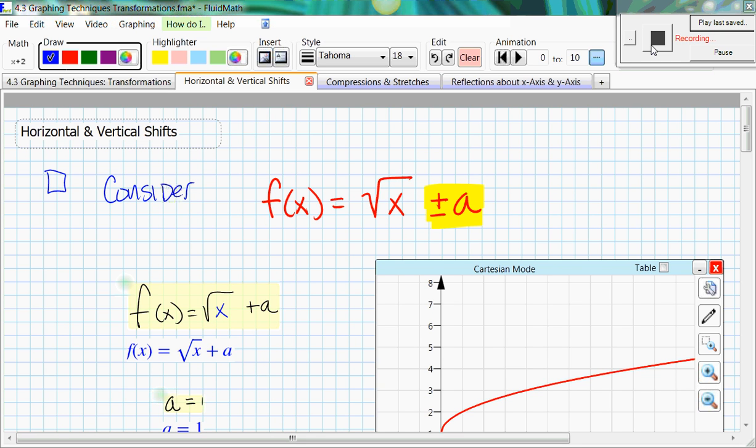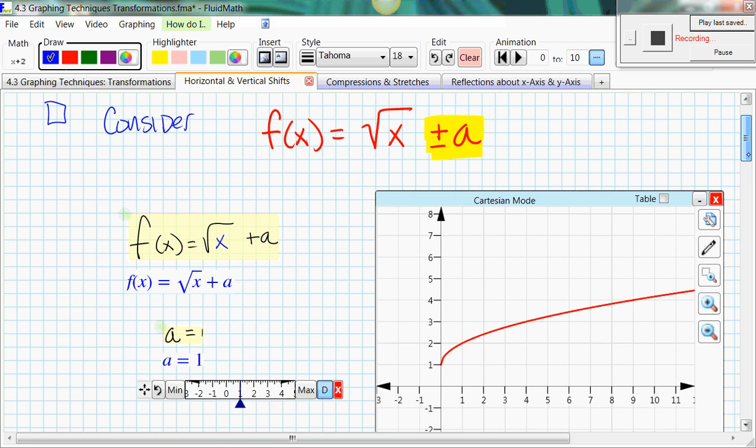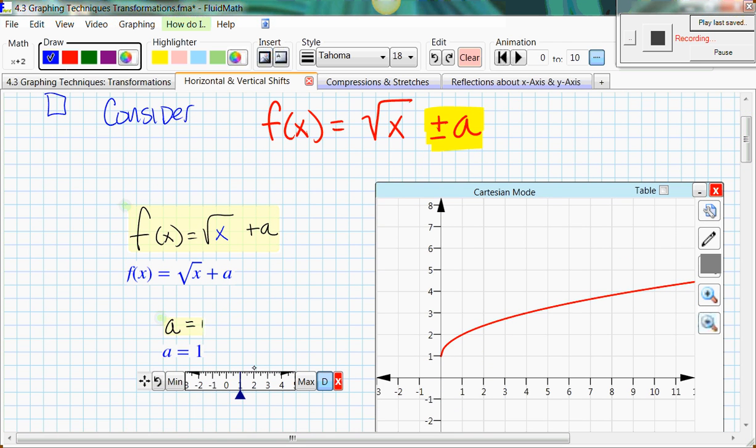Okay, for the next part of 4.3, I'm breaking this up into its components here. I want to talk about horizontal and vertical shifts. Just for a moment, let's consider this function: f of x equals the square root of x plus or minus a. The square root of x is a square root function. It's going to look like the shark fin graph like I have over here.